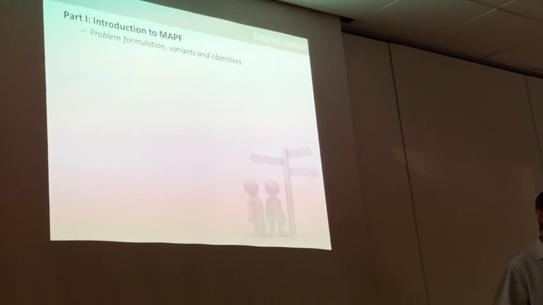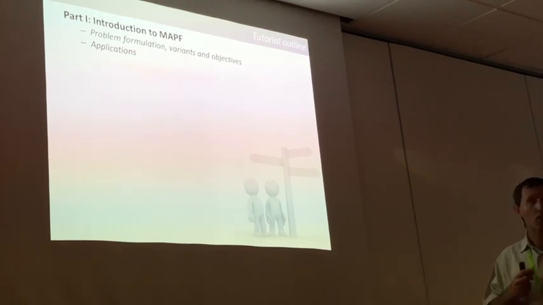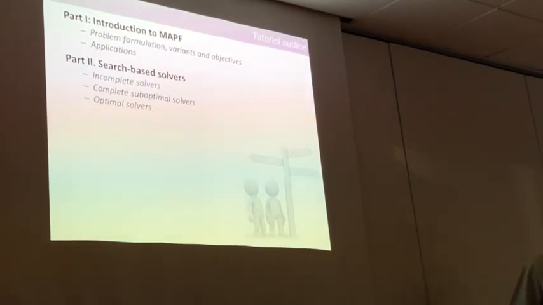So first, I will go into more details to introduce more formally the problem and describe that there are some variants, some specific constraints that may or may not be assumed. There might be various objectives describing quality of plans, and obviously there are also applications. I will just very briefly list some of them. Then we switch to the part where we will talk about how to solve these problems. So Ronnie will cover the search-based solvers.